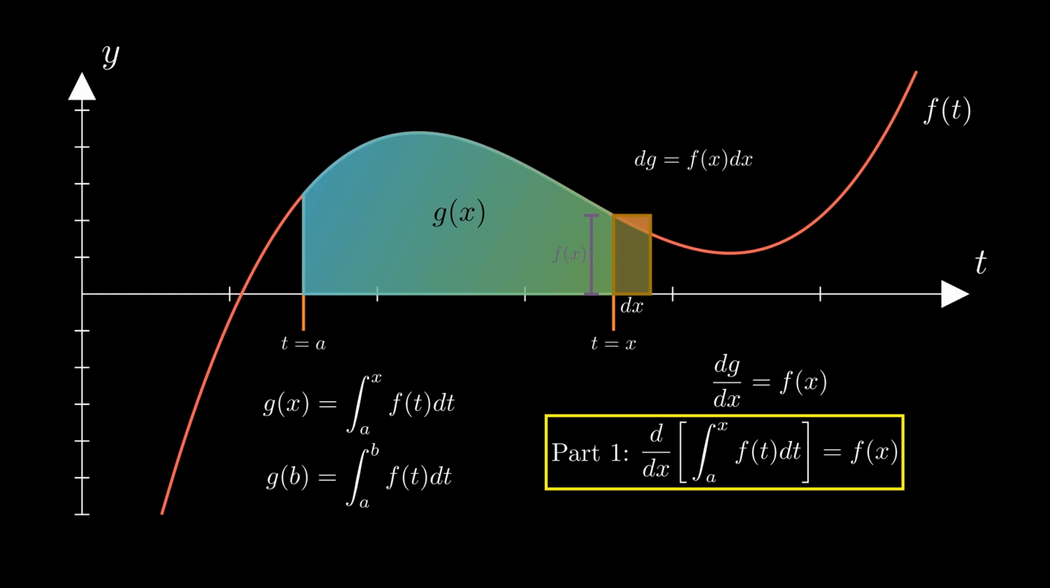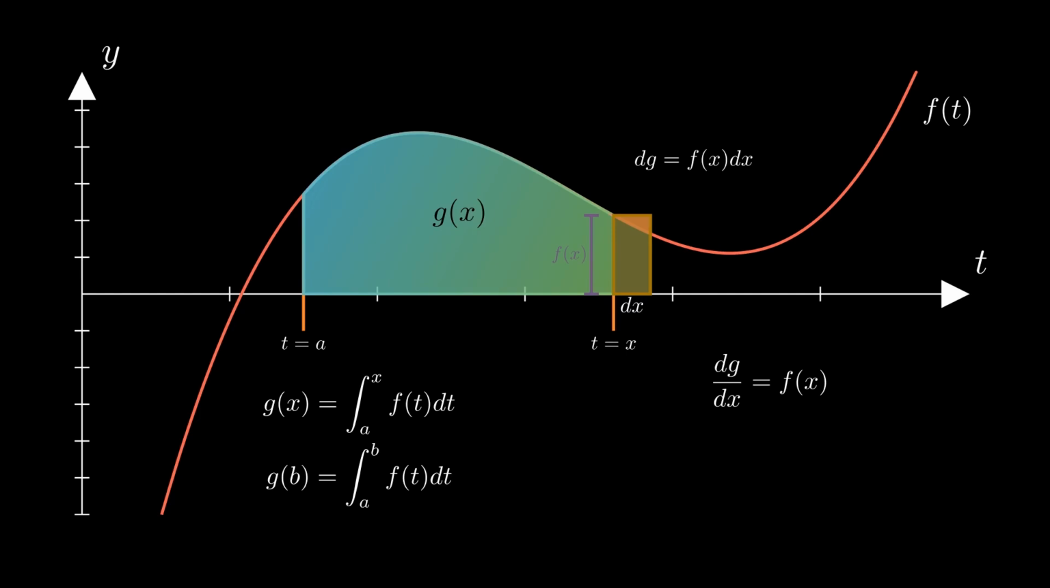We can also quickly derive part 2 of the fundamental theorem using what we have here. Putting part 1 to the side for the moment, let's return to the original question of areas and how we want to find g of b. Notice how this relation for the derivative of g of x implies that g of x is of the form capital F of x plus c, where capital F of x is a function such that capital F prime of x is just little f of x and c is a constant.